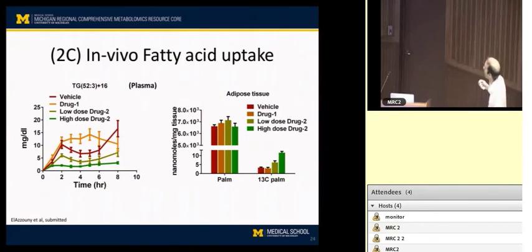I forget exactly what this time point is. I think it's after several hours. So you see that the drug has increased incorporation of 13C palmitate into the triglycerides in the adipose tissue, and that's how it's reducing the triglyceridemia, at least to a very first approximation. So you can get useful information out of these in vivo flux studies if you design your experiment appropriately.